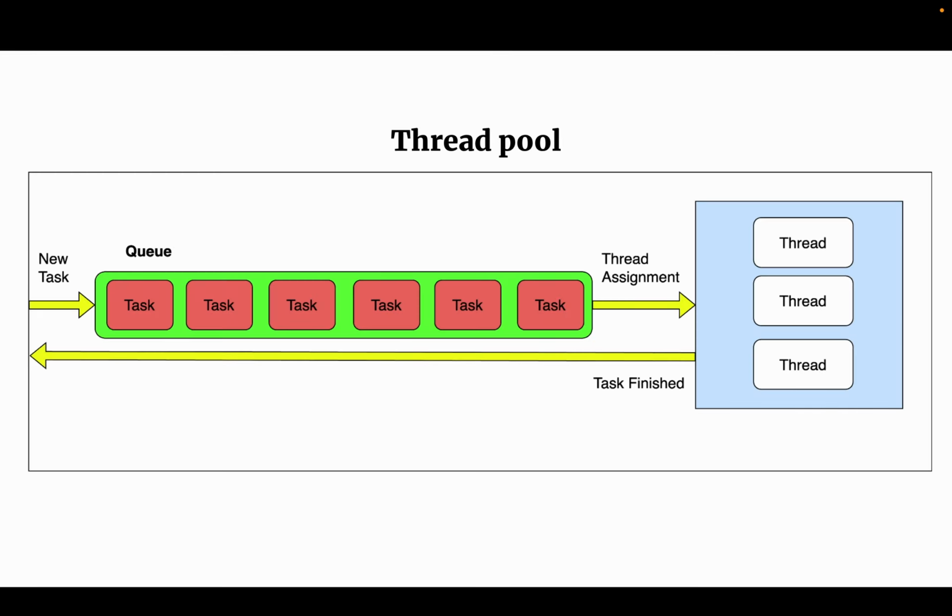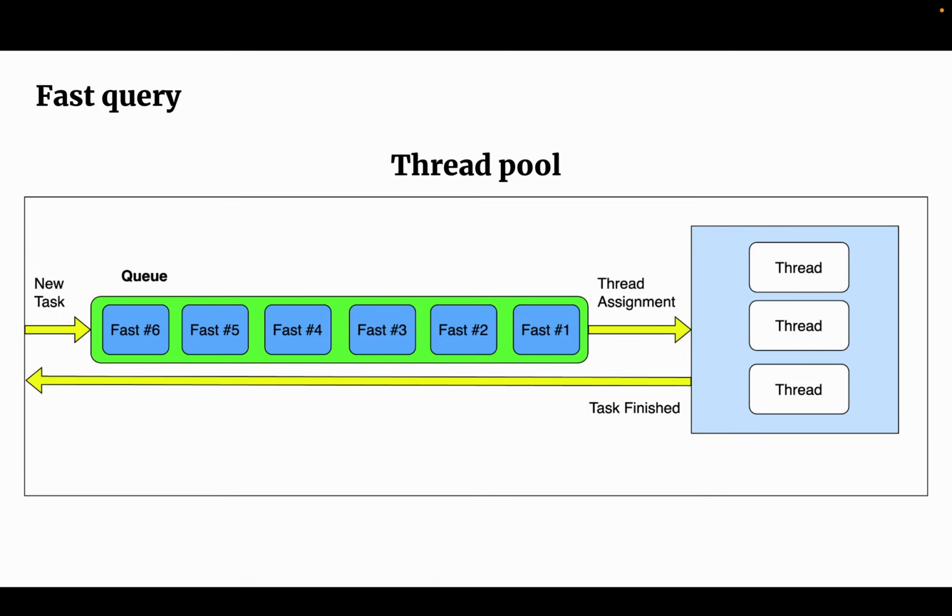Imagine we use a simple thread pool model to manage search requests efficiently. When a new search request arrives at our search engine, represented as a new task on the slide, the query is placed into a queue. Next, the thread allocator identifies an available thread to execute the task, and the task is assigned to this thread for processing.